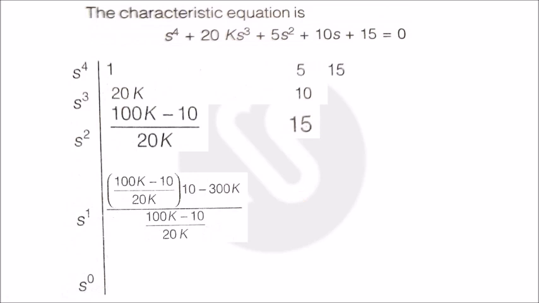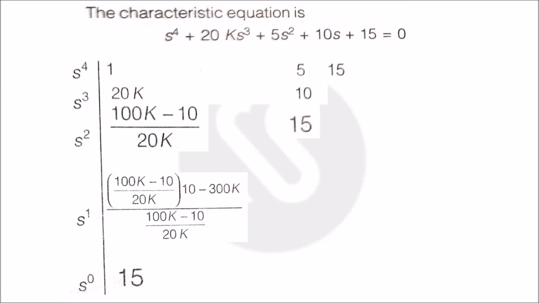Okay, and we remain with one more value, that is the coefficient of s to the power 0, which we also find with the same formula: this one into this one minus this one into this one, divided by this one. As this term is 0, this multiplication will be 0, and the multiplication of these two terms divided by this term will lead only to 15. You try in your notebook, then you can find out the value. Fine. So this is the Routh table.